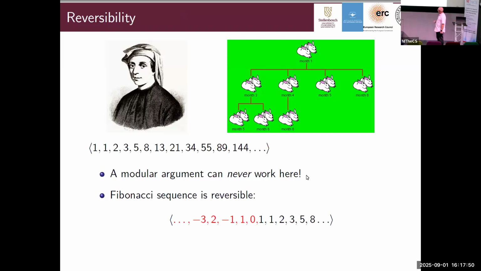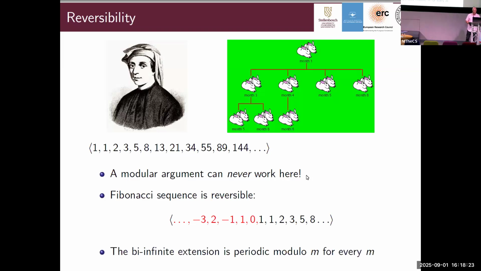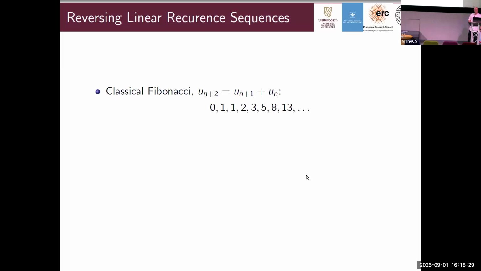That is, you can continue it to the left in such a way that if you sum up any two consecutive numbers, even on the red side, then you get the next number. So 2 plus minus 1 is equal to 1. So if you go into the left, then you create that first 0. And then the odd positions remain the same, like that 1 and that 2. And the even positions change signs. Like the minus 1 is the symmetric of the second one, but with a negative sign. And minus 3 is the symmetric of 3 with respect to that 0 position. And it has a negative sign, and so on. So this sequence is bi-infinite, and it's periodic modulo m for every m.